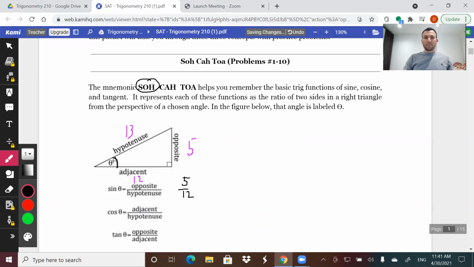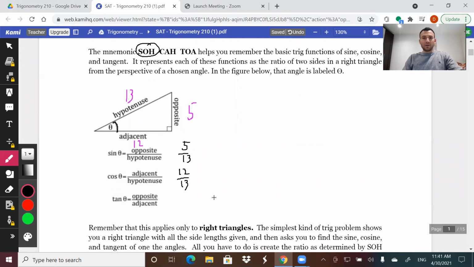Cosine from angle theta is adjacent to hypotenuse. So that's just going to be, not over 12. Oof, catching my mistake already. 5 over 13, right? The hypotenuse is 13. The cosine would be the adjacent to the hypotenuse, so 12 over 13. And then tan would be the opposite to the adjacent from the angle, so 5 over 12. So just to understand what that is is important.